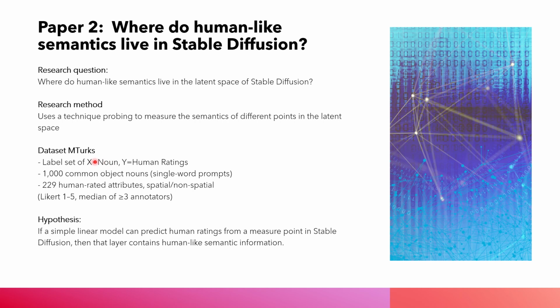This way, these nouns can be semantically encoded using those human-rated attributes. The hypothesis is that if a measure point in a Stable Diffusion has semantic meaning, it can predict these attributes of the mTurk dataset. Now let's dive into how this actually works.